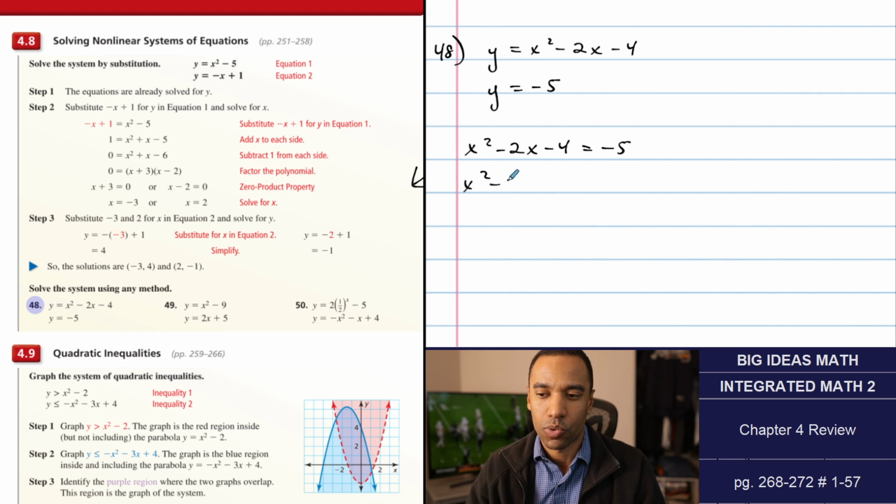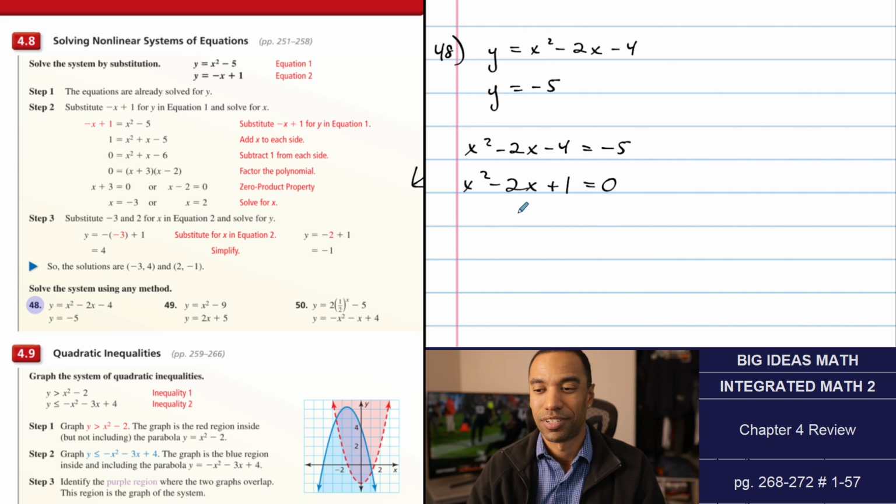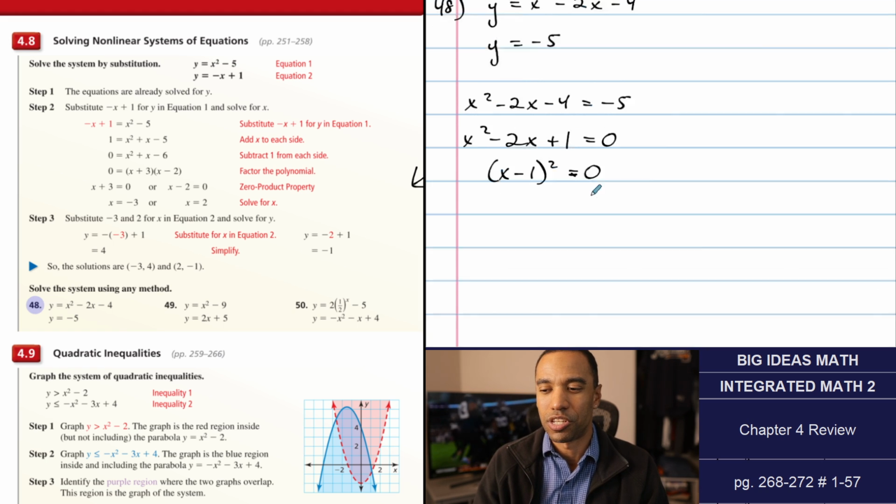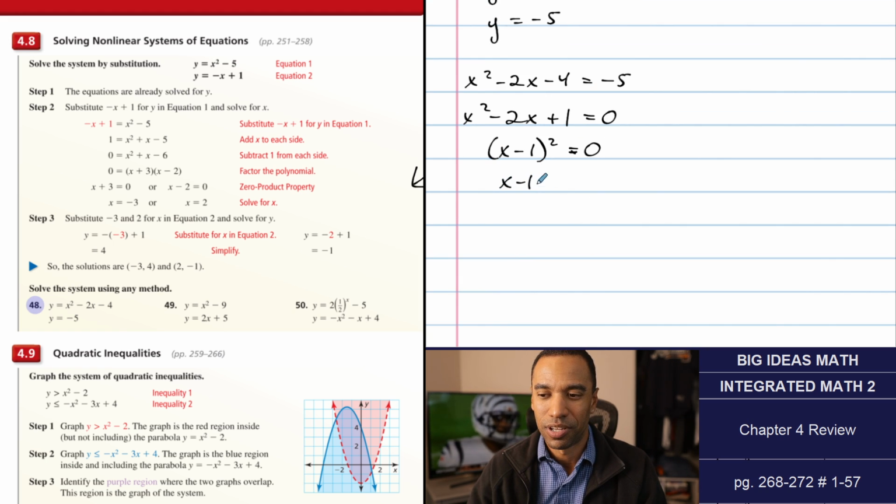Add 5 over, you get x squared minus 2x plus 1 equals 0. If I had a nickel for every time I had this equation today, I swear it's the same writer who did the same thing over and over, didn't know how to fix these. This factors to this, x minus 1 squared equals 0. Take the square root of both sides and add 1, x equals 1.